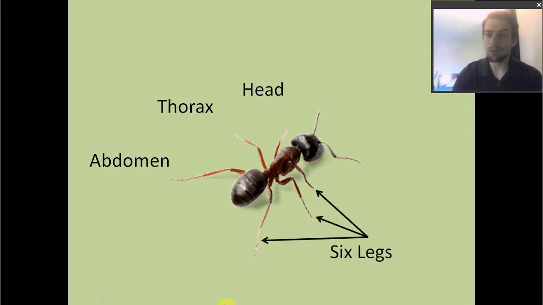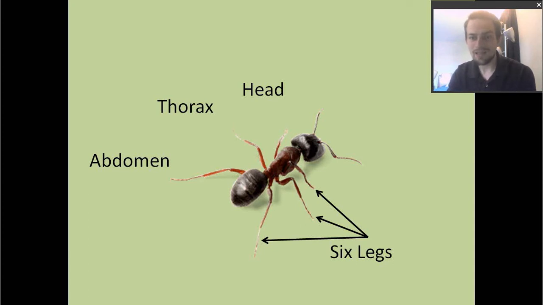Also, all ants have 6 legs. So I have arrows pointing to 3 of the legs, but they have 3 more on the other side. And this is kind of fun because we're used to having only 2 legs, but can you imagine having 6 legs and trying to control all of them? And what's really amazing, if you ever watch an ant closely, you can see how fast they move their legs. They can go very, very fast for their size, which is very neat. It's amazing that they're able to be so coordinated to run along rocky ground using 6 legs.